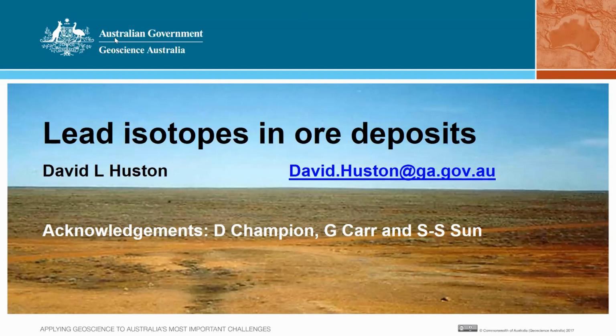But before I move on to that, I'd like to make a couple of acknowledgements. First of all, Dave Champion, who's a colleague, and he actually pioneered this idea of looking at isotopes in space, looking at neodymium. Also, Graham Carr, who is sort of the guru of Australian lead isotope analyses, and also Shen-Su Sun, who was one of the leading lights. So we'll start out.